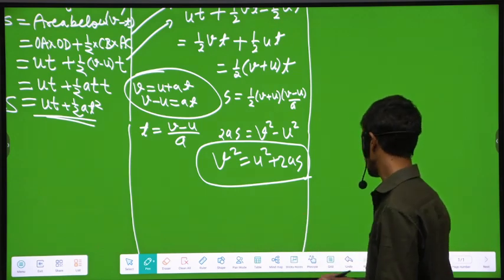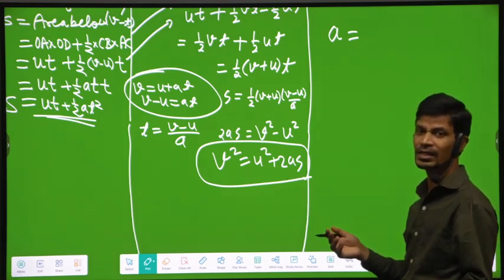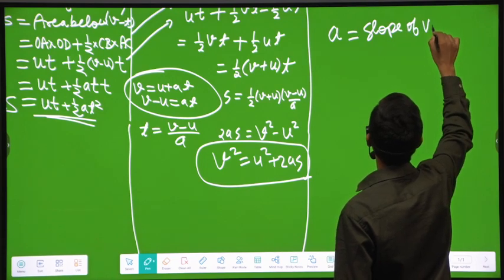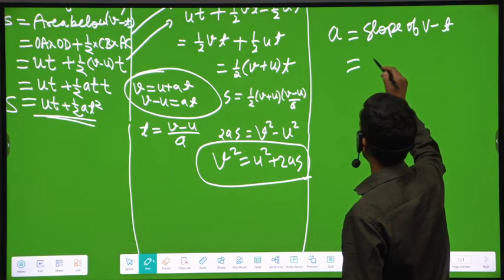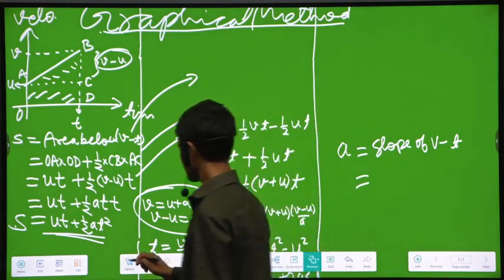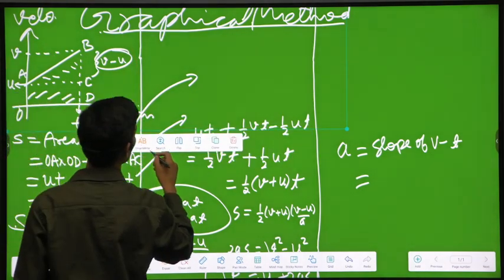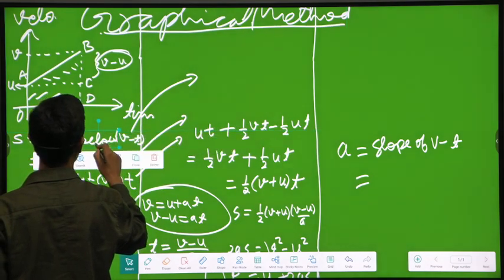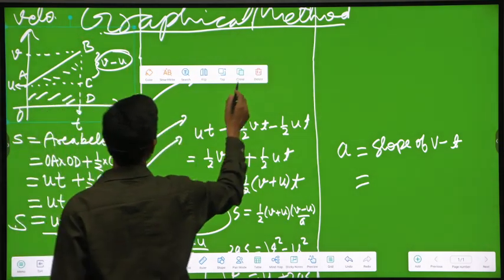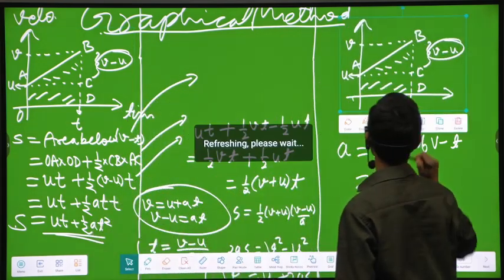And for the first equation, that's so easy. We know from the Vt graph we can find acceleration. So a equal to slope of the Vt graph. Where is that Vt graph? There it is. Oh, that's not what I want. This is what I want. Where is it? Here it is.